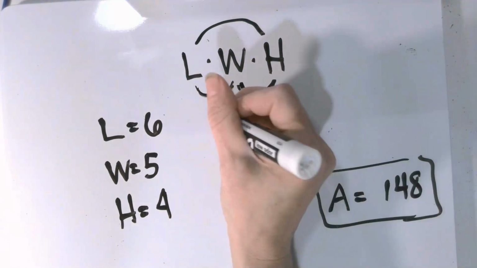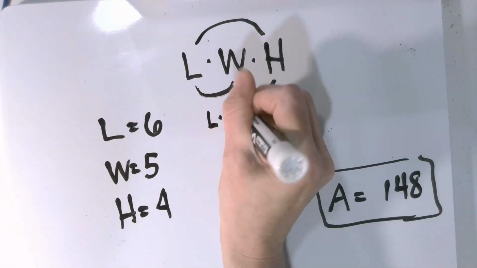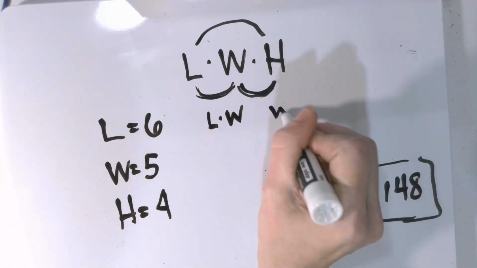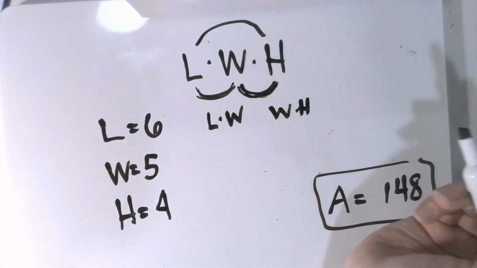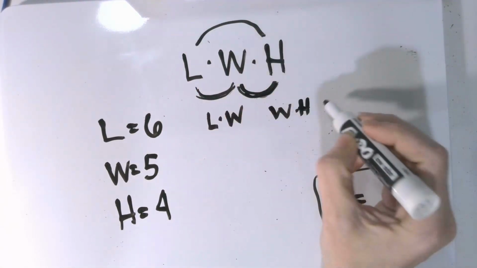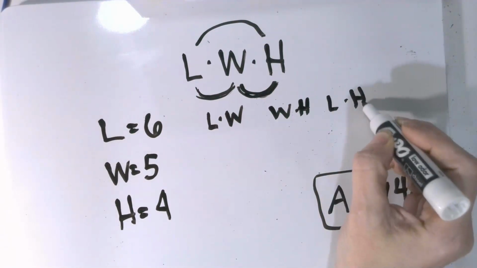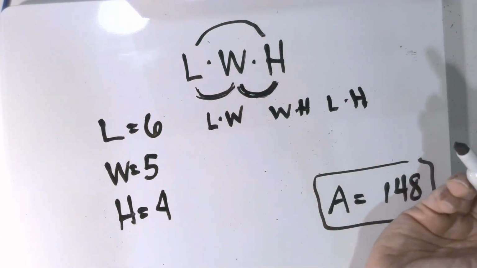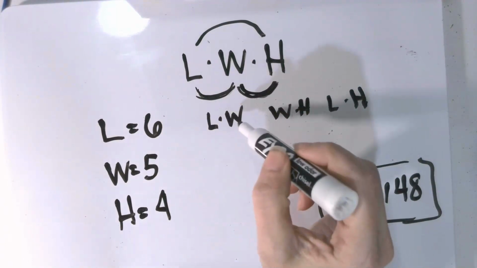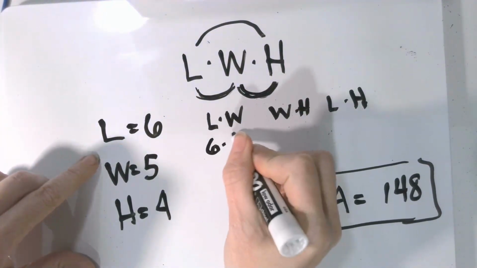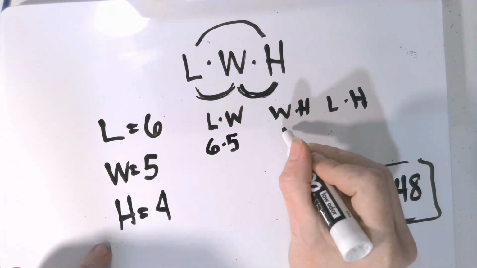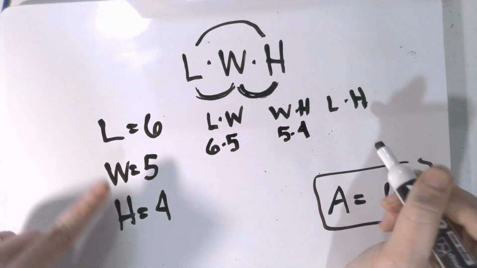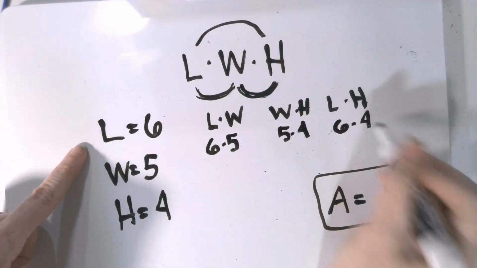So what I mean by that is I want to take a length times a width, okay, that's these 2. I want to take a width times a height, that's these 2. And then I want to take a length times a height, okay? I want to take those 3 sets of measurements. So let's look at my length times my width. That would be 6 times 5. My width times my height would be 5 times 4. And my length times my height would be 6 times 4. All right?